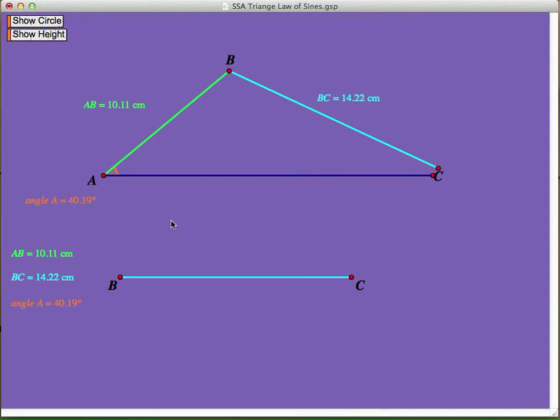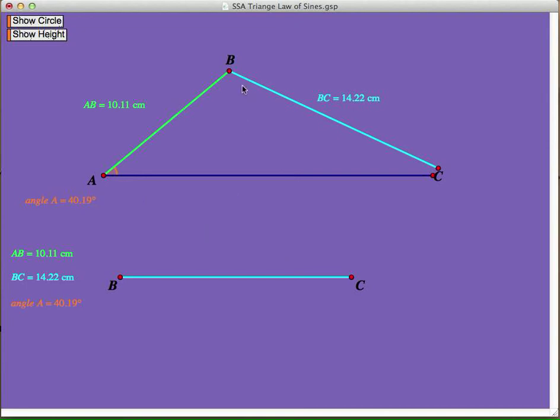The program is called Geometry Sketchpad, GSP for short, and a lot of things here move. So notice that I have a lot of things color coordinated. I have one side length AB in green. I have another side length BC in blue, and I have our angle measure A in orange.